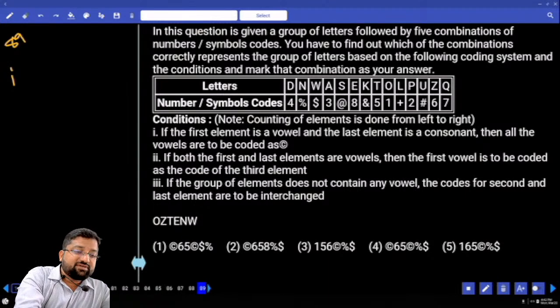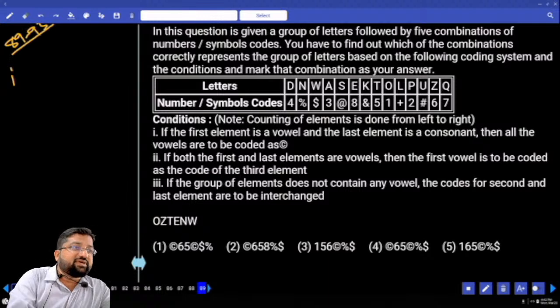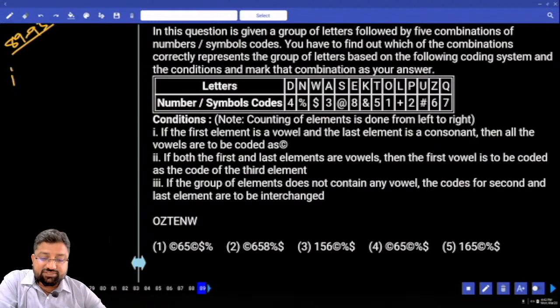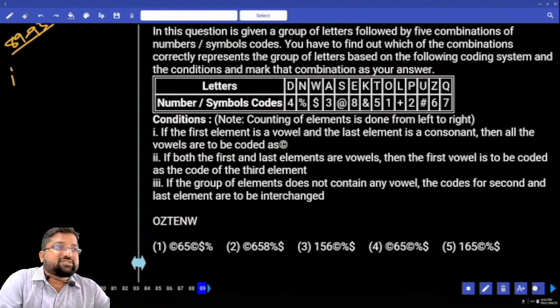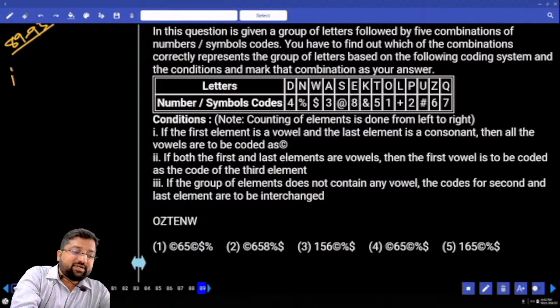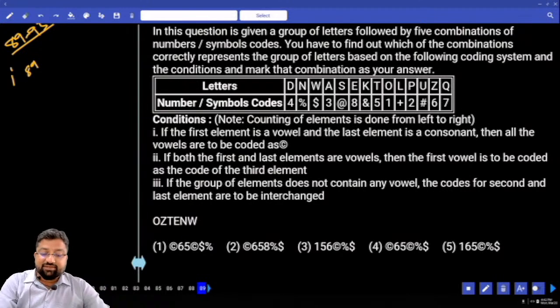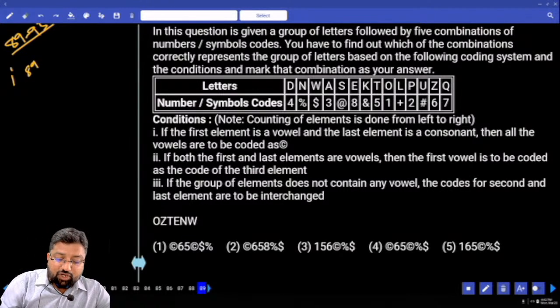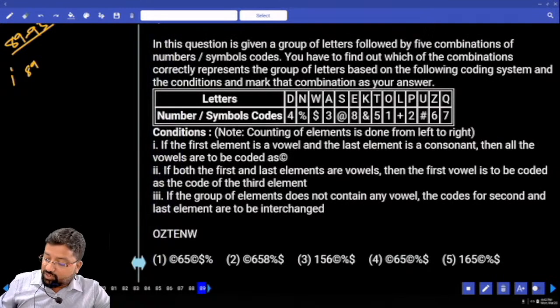How many questions? 5 questions, 89 to 93. The 89th question: first is a vowel, last is a consonant. Is the first condition applicable or not? Tell me. What to do? Vowels are to be coded as copyright. In the first place copyright, in the fourth place copyright. Right? First place copyright, fourth place copyright.